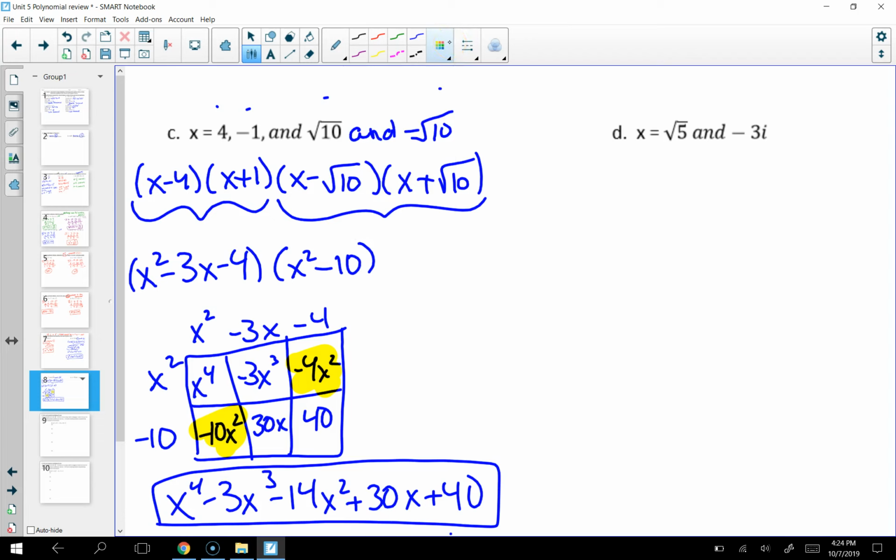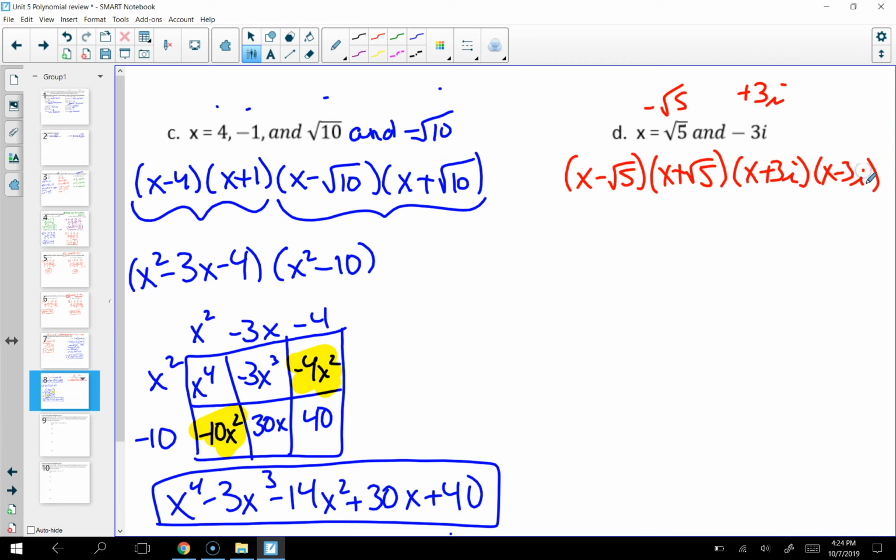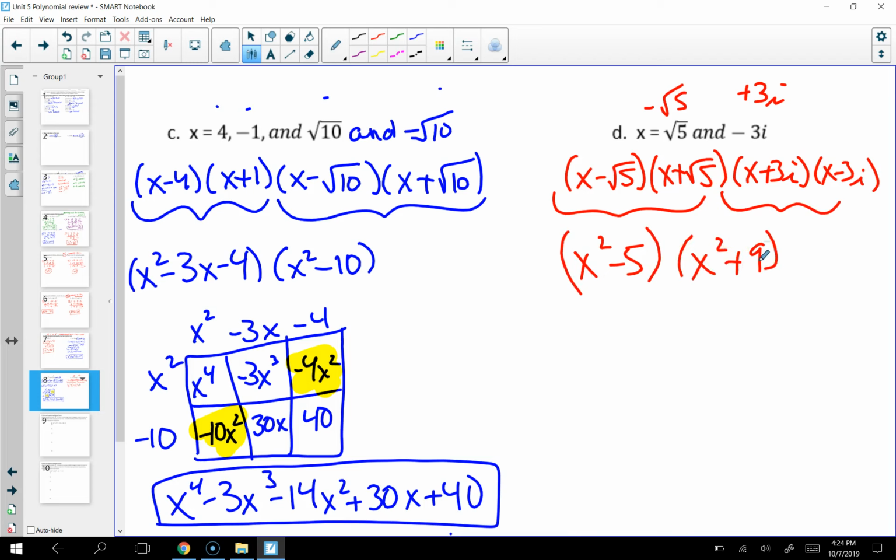Alrighty. D. Okay, so we have a square root and we have an i. So we're missing negative square root 5 and we're missing positive 3i. So we're going to have x minus square root 5, x plus square root 5, then x plus 3i, and x minus 3i. These together will give me x squared minus 5. These together will give me x squared plus 9.